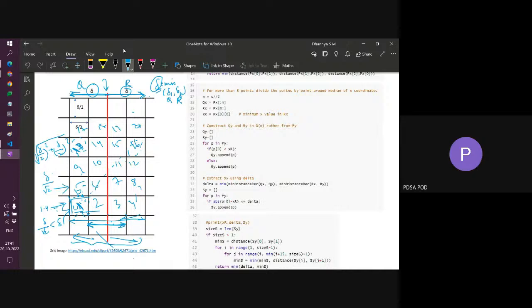When we look at the code, it will become more clear. All I'm trying to say is that instead of comparing one with all other n points, say inside this band, you don't have to compare with n. The number of points inside the band that you have to compare is not a function of n. In fact, it is a constant.